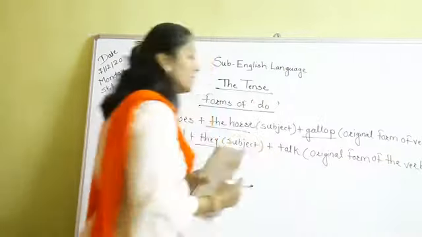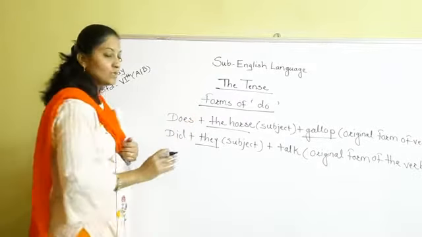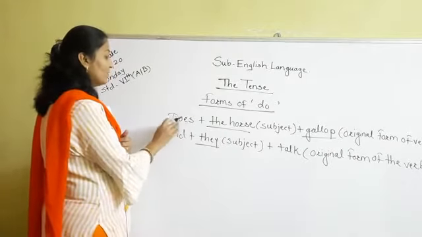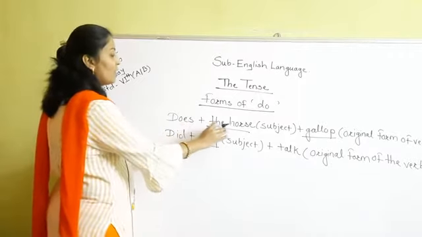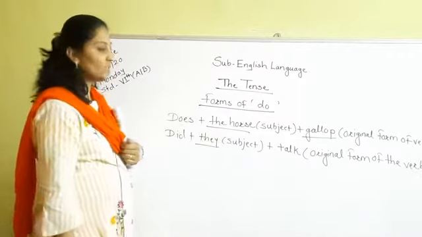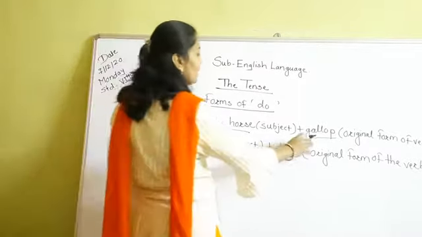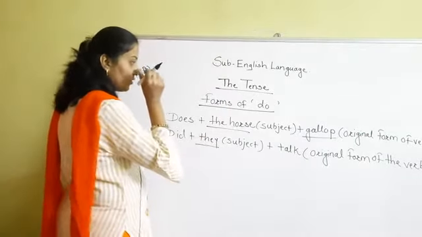When we want to form the interrogative sentence, at that time we have to use the proper form of the do verb. So we have written here does plus the horse, which is the subject here, plus gallop. Here we have used gallop, that is the original form of the verb, and we have given a question mark.